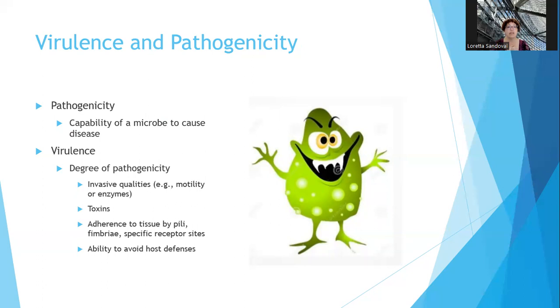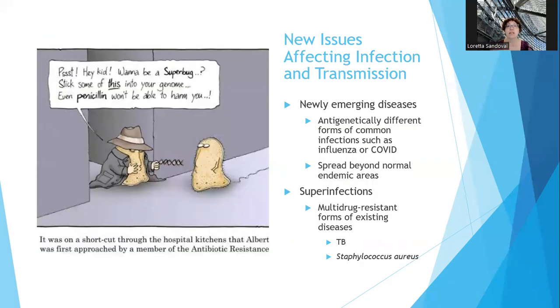Toxins, adherence to tissue by pili, fimbriae, or specific receptor sites. So a lot of viruses will bind to specific receptor sites on specific cells, and that makes them more pathogenic. And the ability to avoid host defenses makes a microorganism more pathogenic as well.